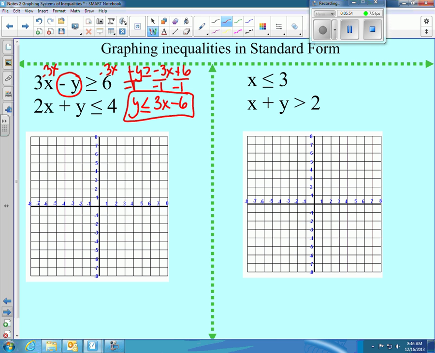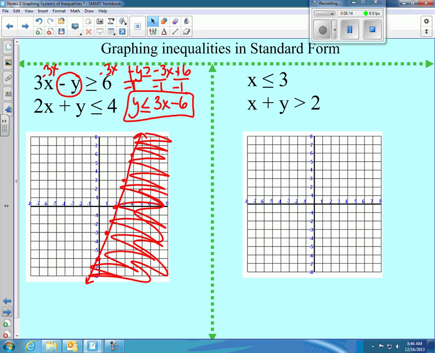So let's go ahead and graph that. We're at negative 6. We're going to go up 3 and over 1 until we fill the entire graph. And this one has an equals to, so it's going to be a solid line. And it's pointing away, so I'm going to shade below.